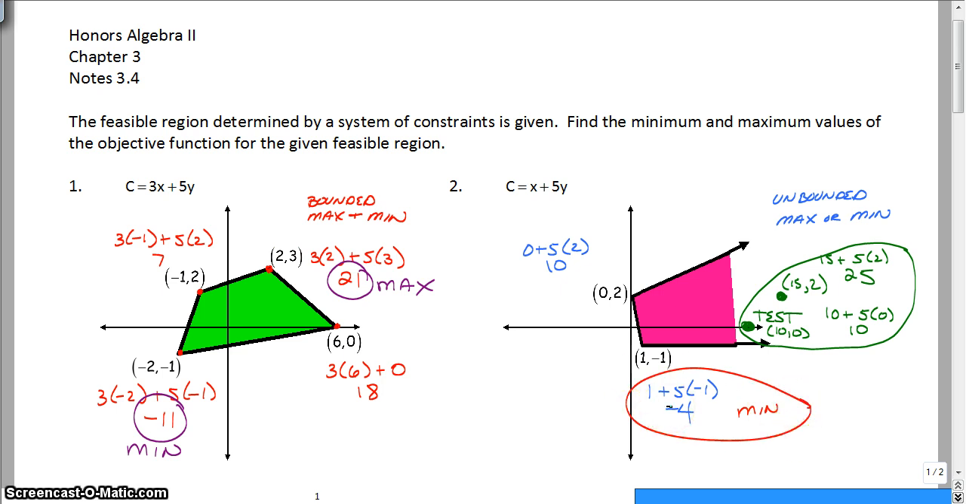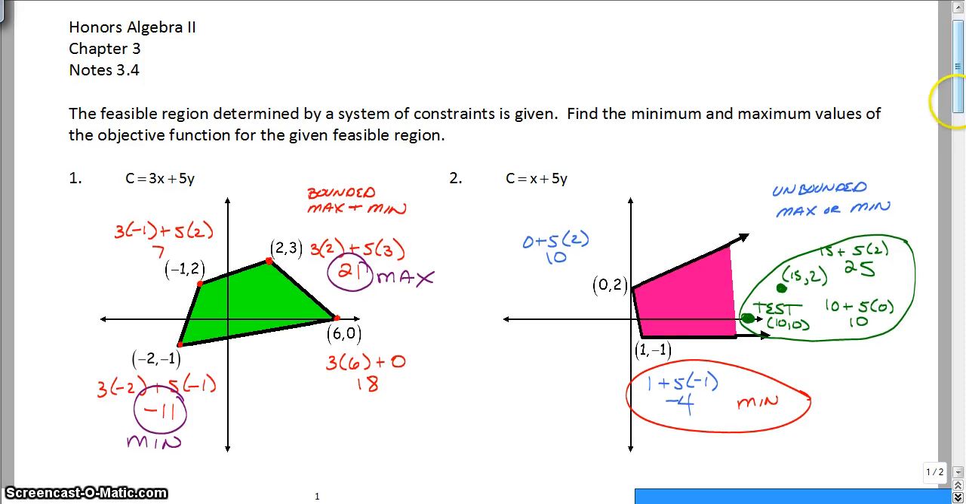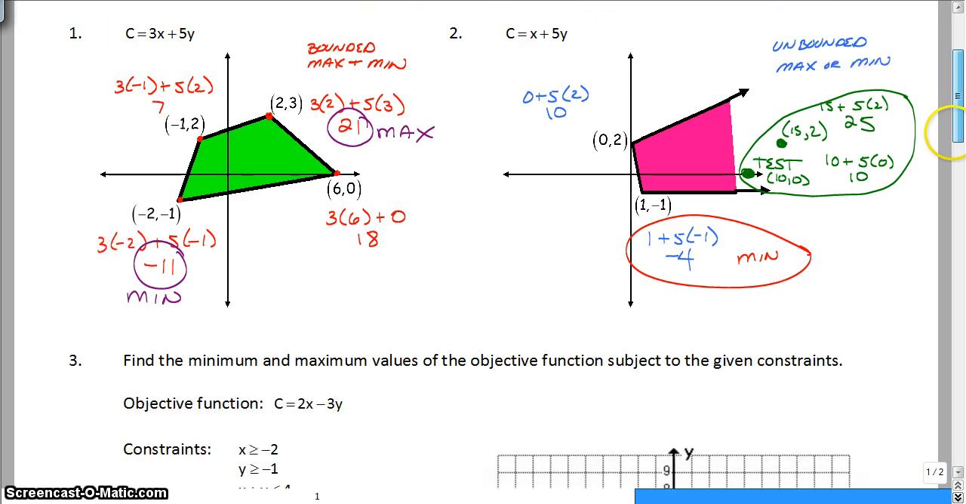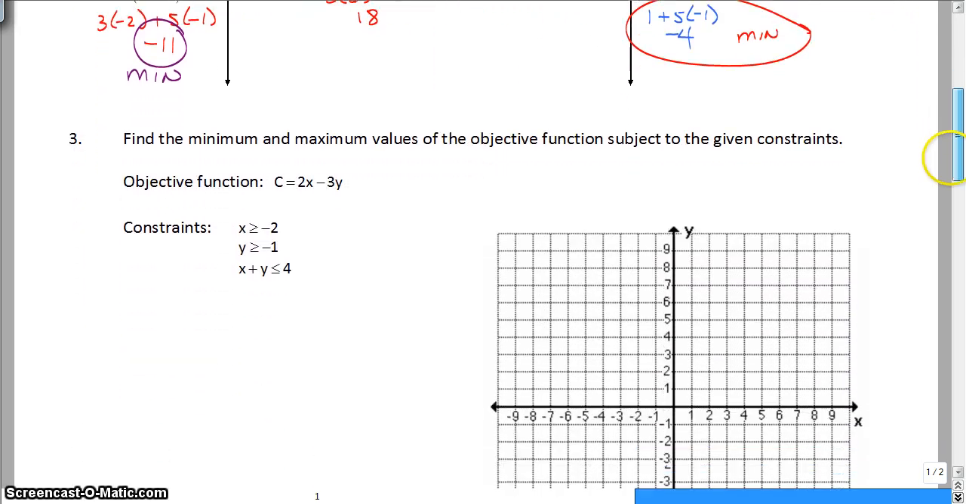We do not have a maximum. All you have to do is plot the test point. If we were to plot 20, something, that would give us an even bigger number, and it would just continue to grow and grow. So that's how you find a max or a min.